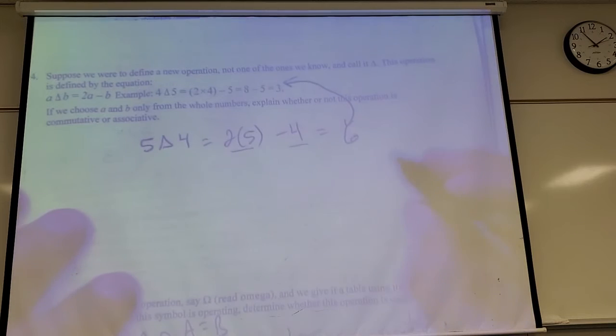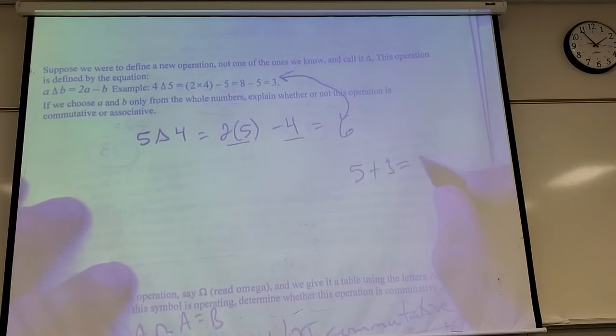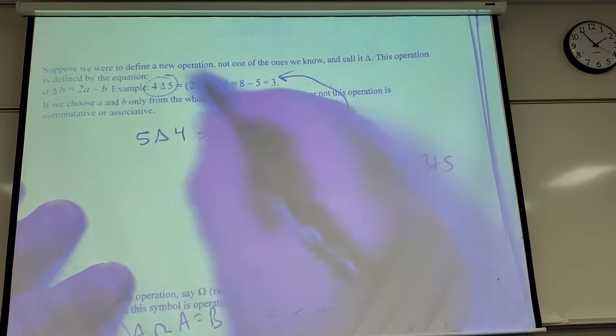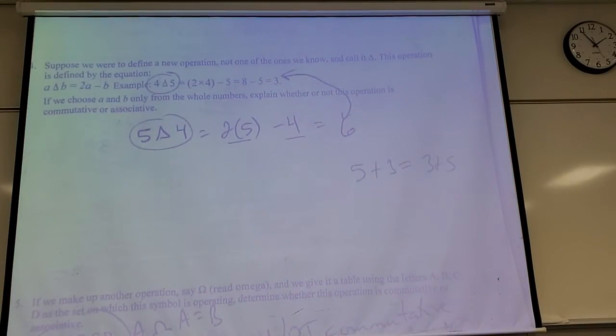Remind me, why is addition commutative? Because 5 plus 3 equals 3 plus 5. To show this is commutative, 4 delta 5 would have to equal 5 delta 4. So all you have to do is show that that's not true. They don't equal each other, so it's not commutative.